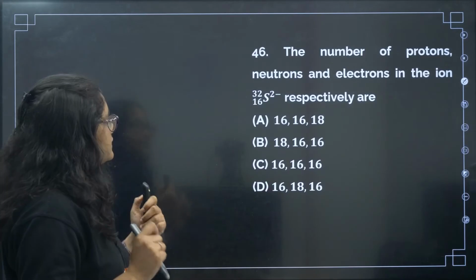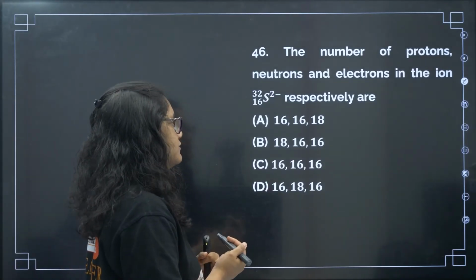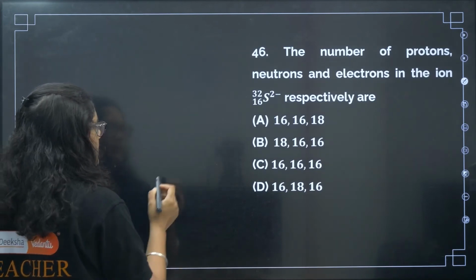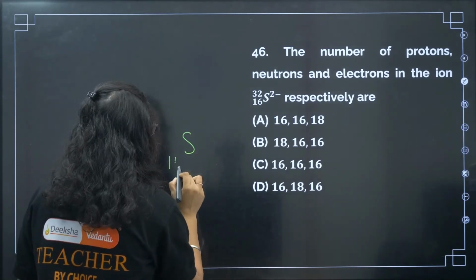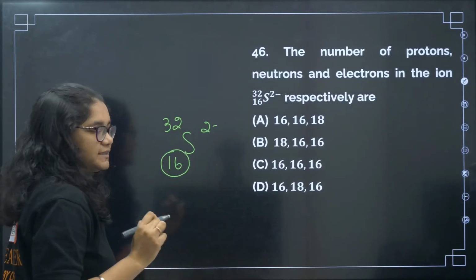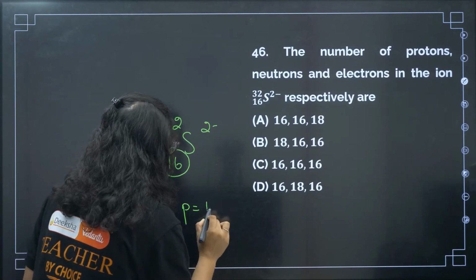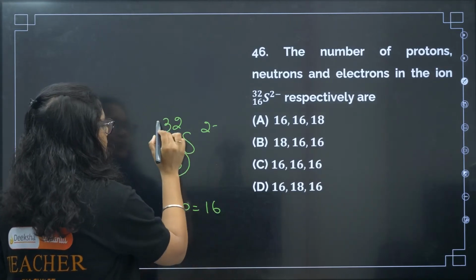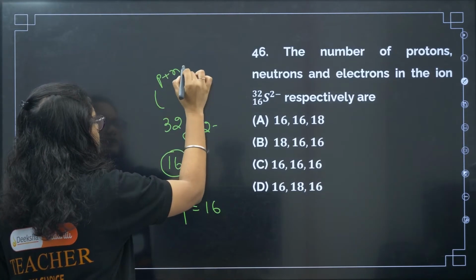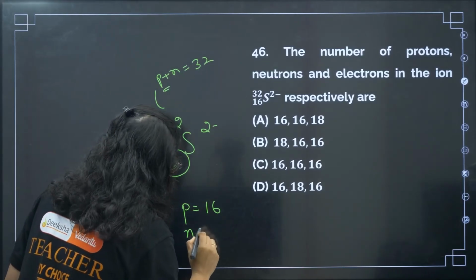Now let us go to the 46th question here. The number of protons, neutrons and electrons in the ion given are. Again, this is a very easy question. You have S, 16, 32 and 2 minus, right? So this represents Z, the atomic number, that is the number of protons. So I'll write protons is equal to 16. And this one is the total, that is proton plus neutron, which is 32. We came to know that protons are 16, so neutrons will also be 16 here.